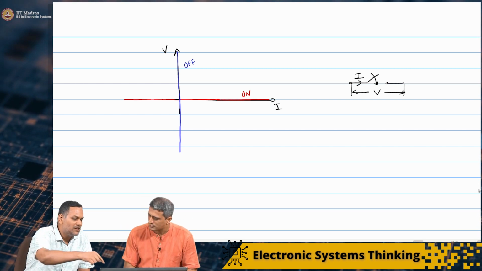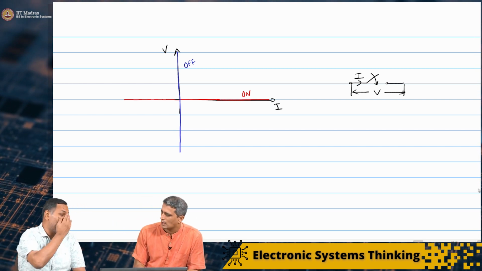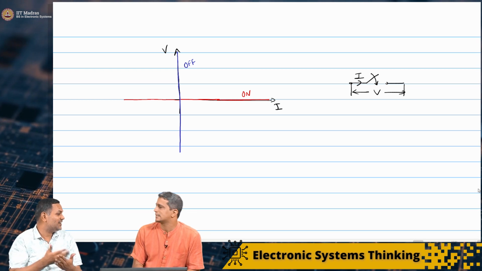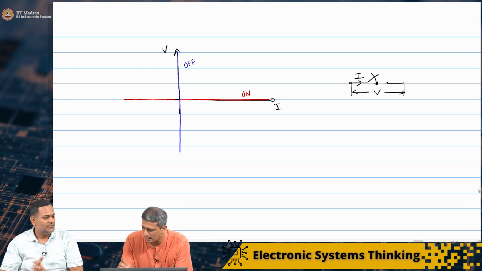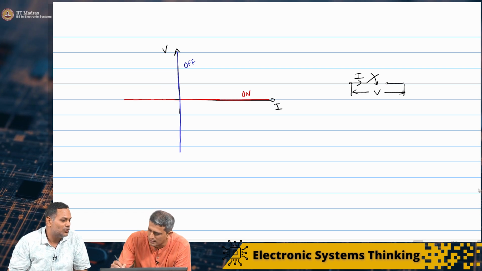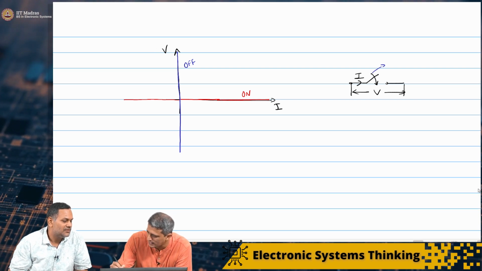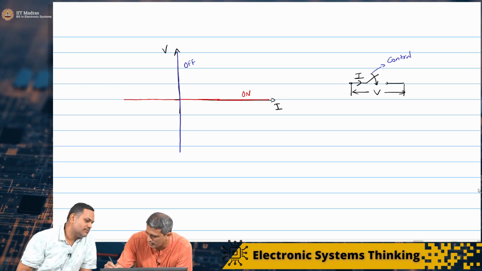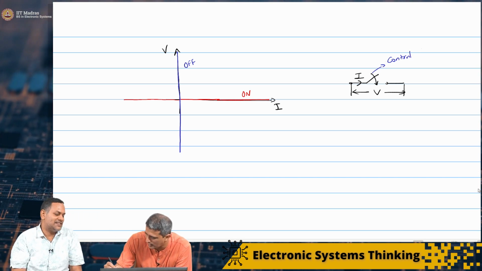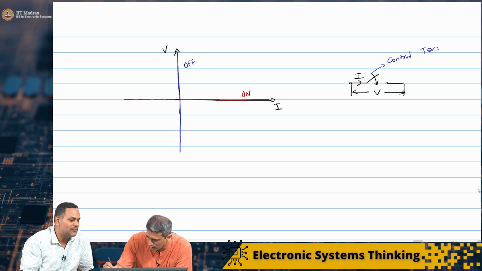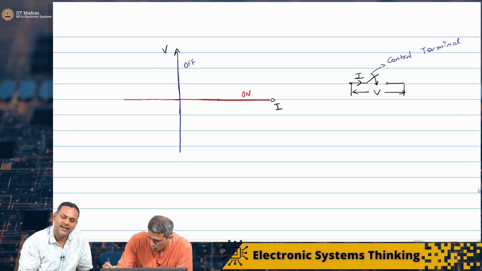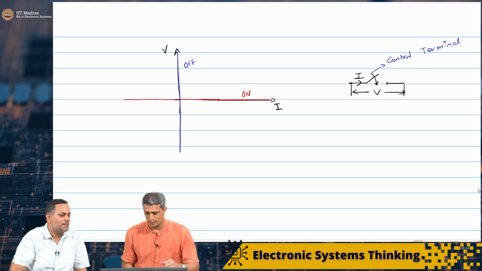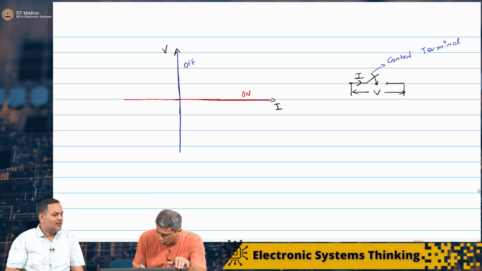So maybe we'll show a third terminal. Do we need to show a third terminal to decide when it's on or off? Yes. Maybe we can say that there is a control terminal, so maybe this arrow. Shall I just call it control? Sure. Control terminal. That arrow represents the control terminal. Great.